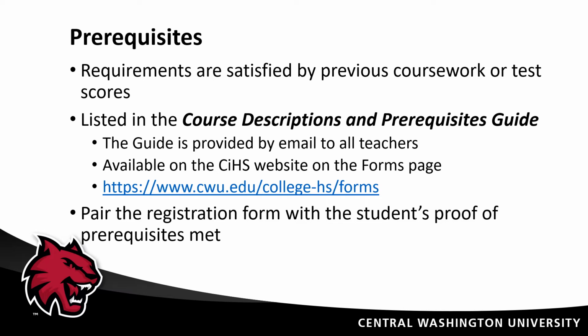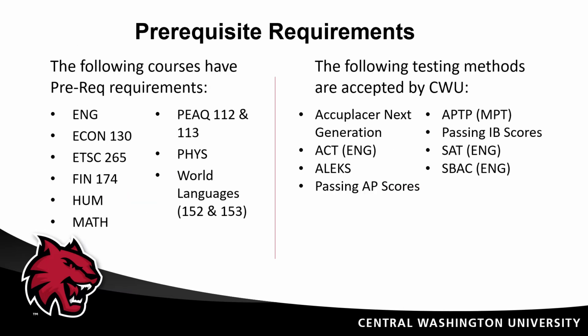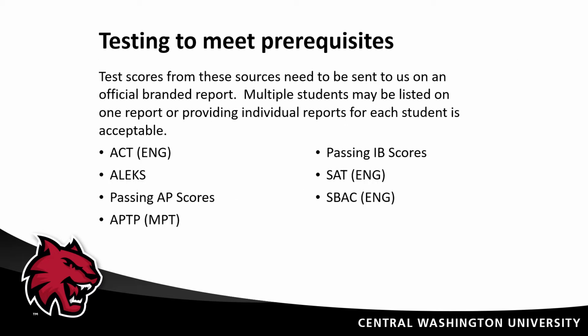Some of our classes have prerequisites, which can be satisfied by previous coursework or placement test scores. Here's a list of the classes that have prerequisites and a list of tests that are accepted by Central Washington University. If you are using these tests, we need to receive an official score report. A spreadsheet of names and numbers won't satisfy our registrar.